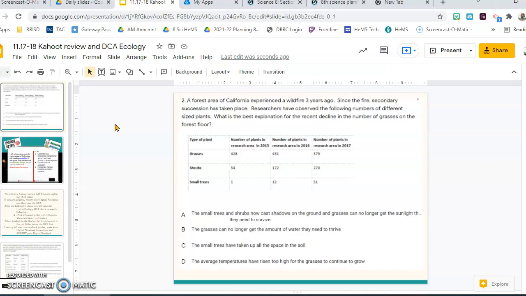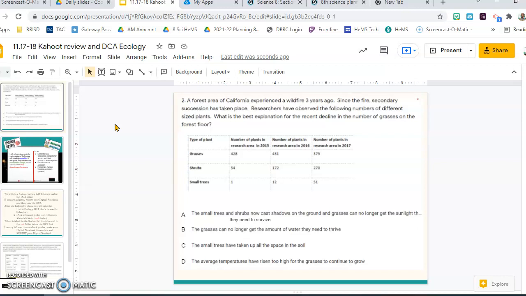So we look at that chart, we check things out, notice how the grasses are starting to decrease, and then the shrubs really increased, and so did those small trees. So I would say if we're looking at all this, small trees and shrubs can cast shadows, and the grasses can no longer get the sunlight they need to survive. That's actually not bad. The grasses can no longer get the amount of water they need to thrive.